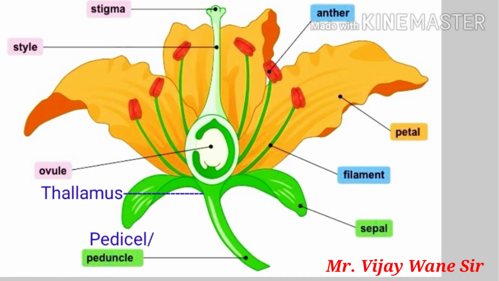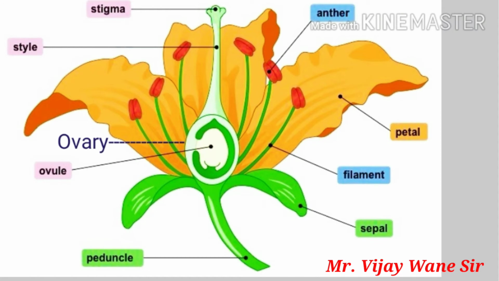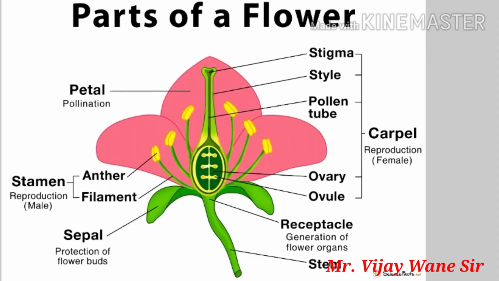Now we have to see its very important part. Now look at the center of the flower, in the middle part. At the bottom you will see an egg-like structure. So that egg-like structure is nothing but the ovary. And inside the ovary you will again see some zigzag structure which is just like a small grain. So that granular structure is nothing but the ovule.